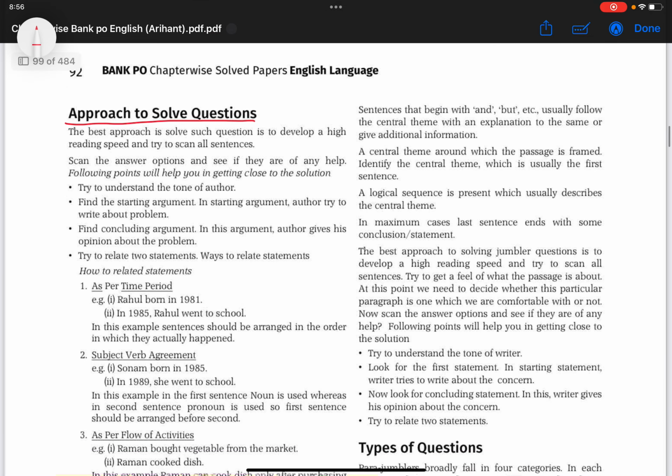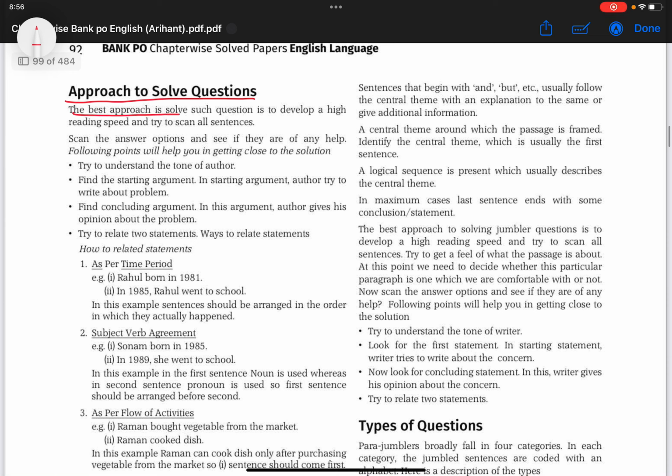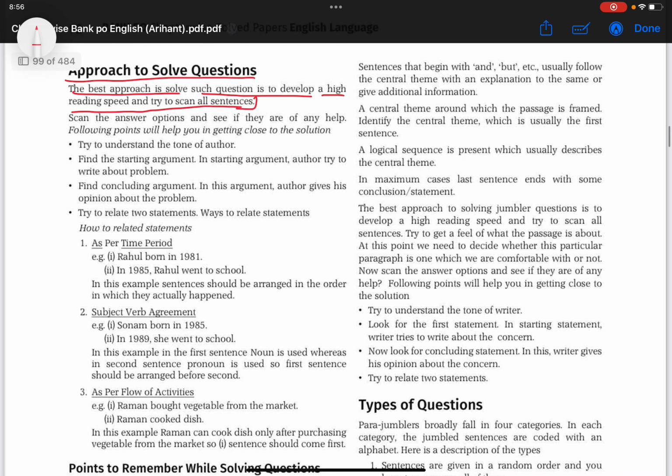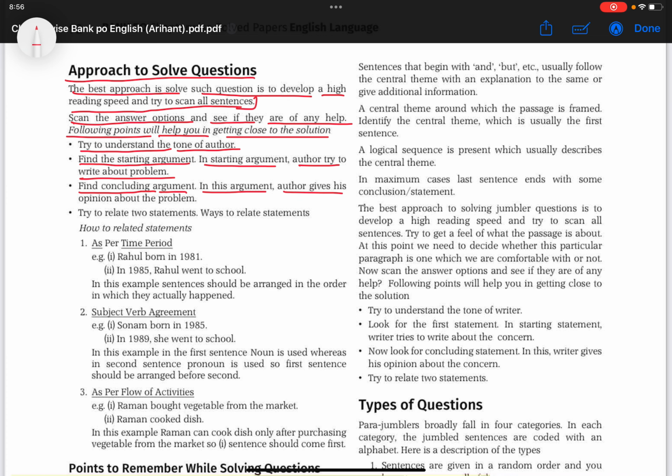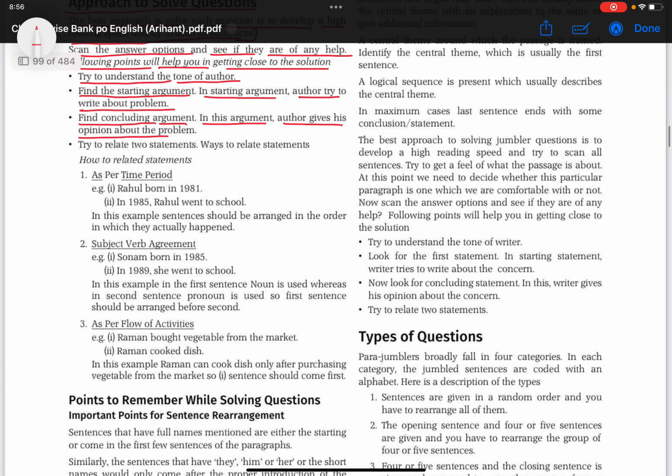Approach to solve questions. The best approach to solve such questions is to develop a high reading speed and try to scan all sentences. Scan the answer options and see if they are of any help. The following points will help you in getting close to the solution. Try to understand the tone of the author. Find the starting argument. In the starting argument, the author tries to write about a problem. Find the concluding argument. In this argument, the author gives his opinion about the problem.